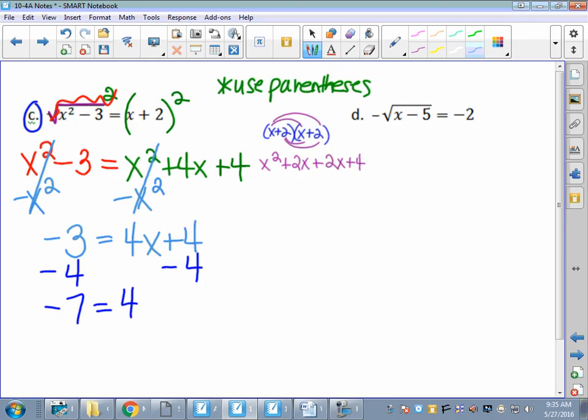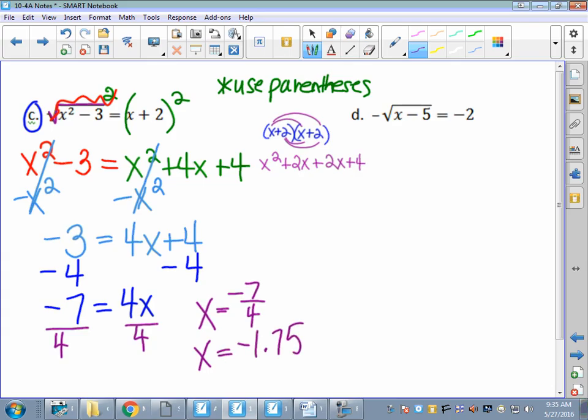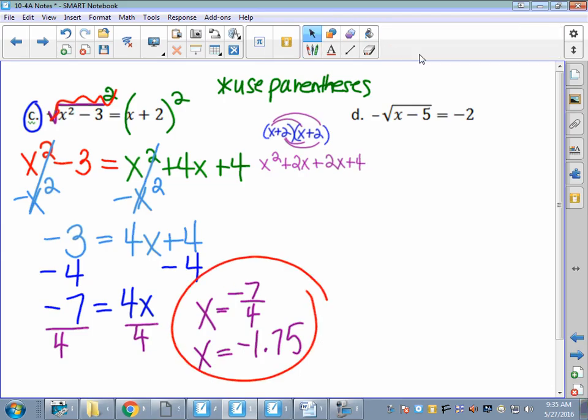Negative 7 equals 4x. My last step. Is it okay to get a fraction for an answer? X equals negative 7/4. If you're going to a calculator, x equals negative 1.75. I'll probably keep it as a fraction. So really, this is review, practice, throwback Thursday for solving equations.